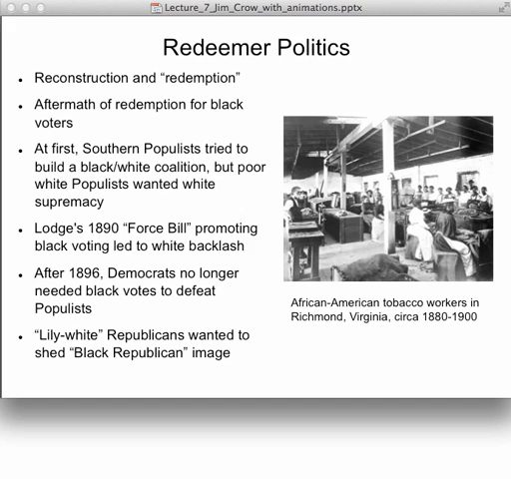By 1896, the Democratic Party had become so powerful throughout the South that they no longer needed black voters to support their party ticket. Meanwhile, the Republican Party in the South, its leaders had decided that they wanted to get rid of their old image as quote unquote black Republicans, being supported mainly by black voters, and that they too wanted to embrace white supremacy. And so this tendency within the Republican Party was called the Lily White Republican movement.